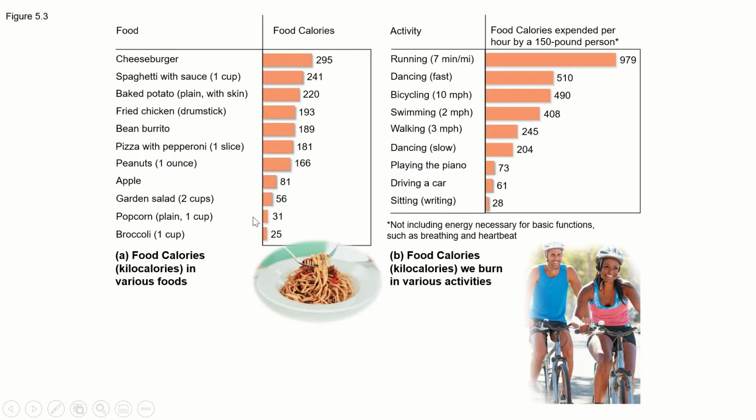So when you look at the calories in food, what you are looking at is actually the amount of energy stored in the chemical bonds in that food. So some foods, spaghetti, baked potatoes, fried chicken, cheeseburgers, have a lot more energy in them than other foods of the same essential volume. So a cup of spaghetti has 241 calories. Remember, these are kilocalories, whereas a cup of broccoli only has 25. So you're going to get more energy out of the spaghetti. But remember that you also need the minerals in the broccoli. Okay?